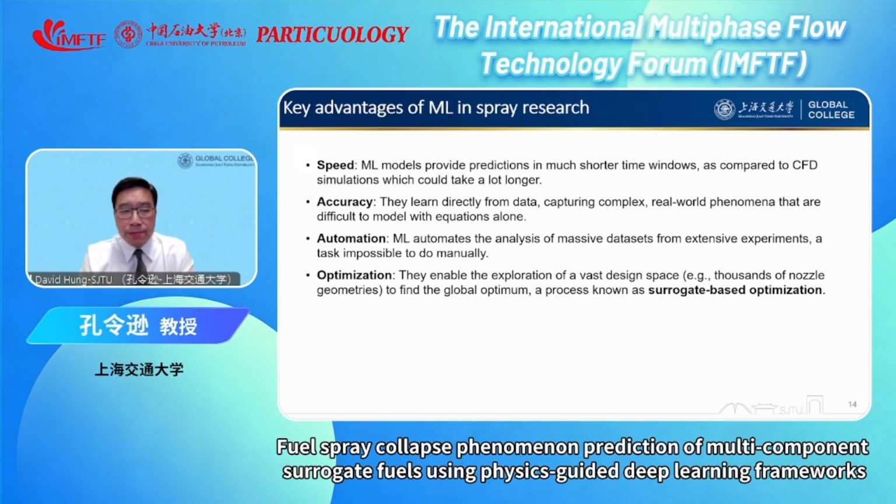So in summary, again, speed, accuracy, automation, and optimization are definitely key advantages of applying machine learning in spray research. Of course, some of these reasons are very well studied, but in the next half an hour or so, I'll give you an example. And at the end, I would also like to point out the challenges that we need to focus on, because these tools, if operated correctly, can benefit a lot of our work. But if they are not treated with careful determination, they could actually come back and haunt us.